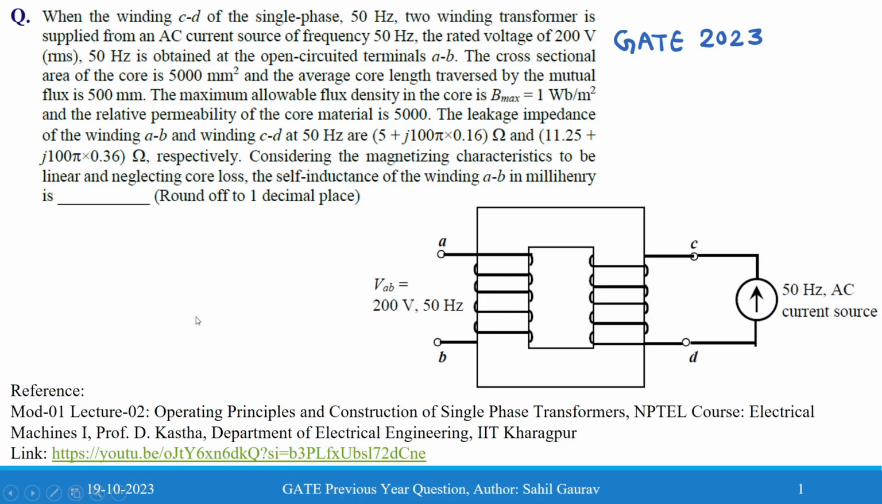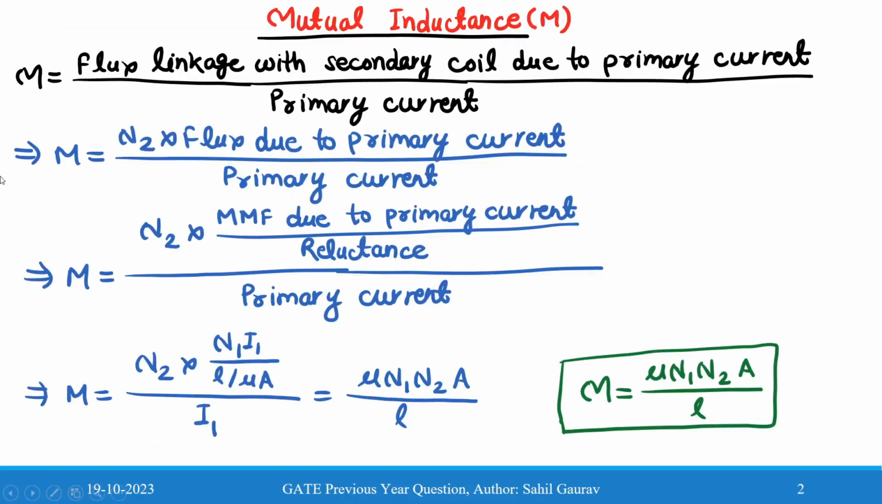Now, before we start to solve this problem, let us have a quick recap on mutual inductance, because here we need to find the mutual inductance. Mutual inductance can be defined in two ways. In the first, I am defining it with respect to the secondary coil, and in the second, I will define it with respect to the primary coil.